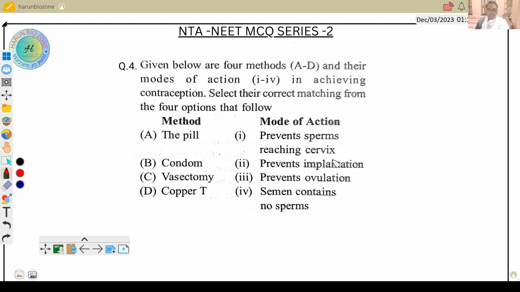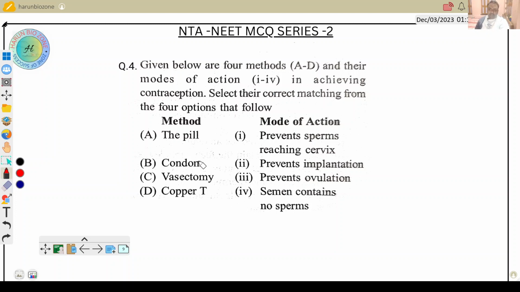The pill does not prevent sperm from reaching the cervix. The pill prevents ovulation, meaning it stops the release of the egg. Then the condom prevents sperm from reaching the cervix region. Then vasectomy: semen contains no sperms, and copper T prevents implantation.